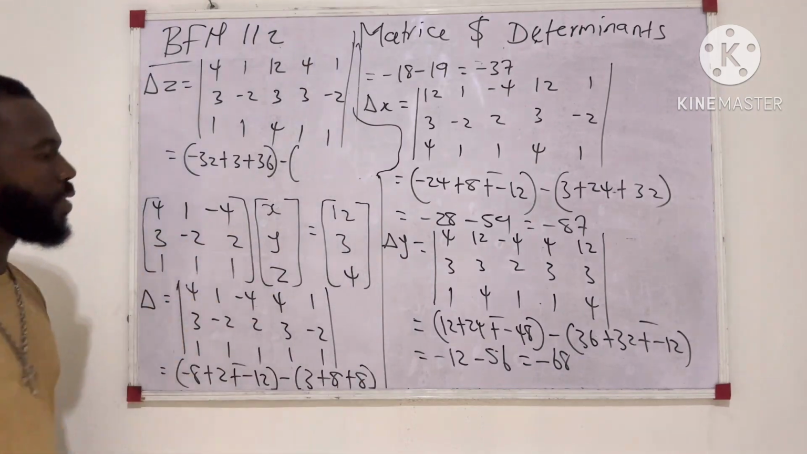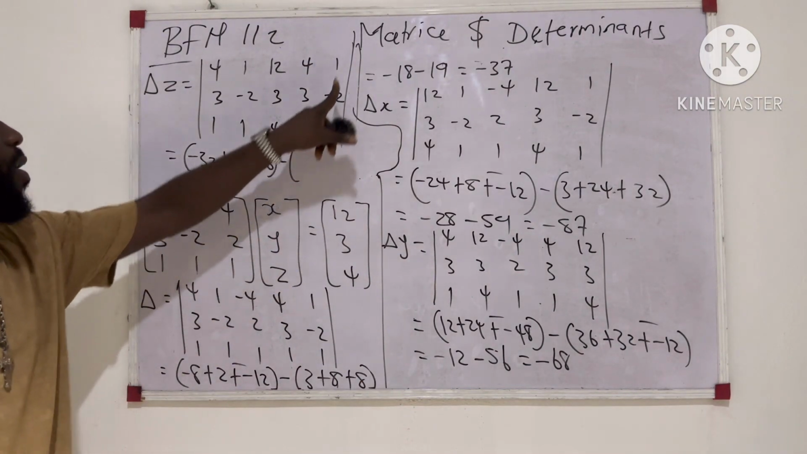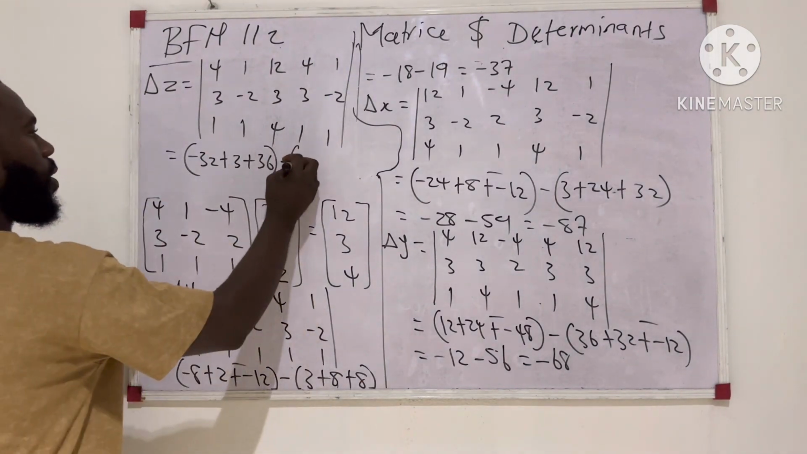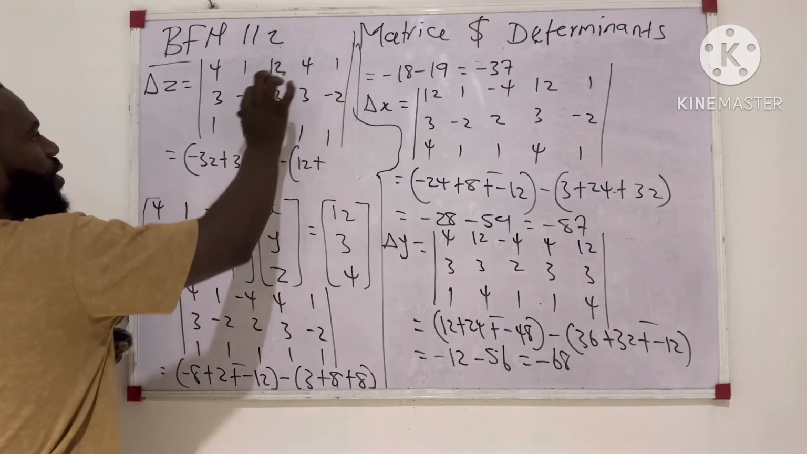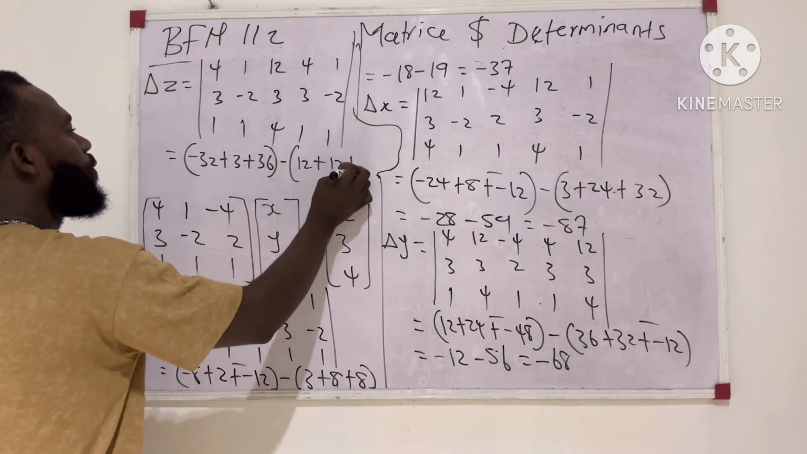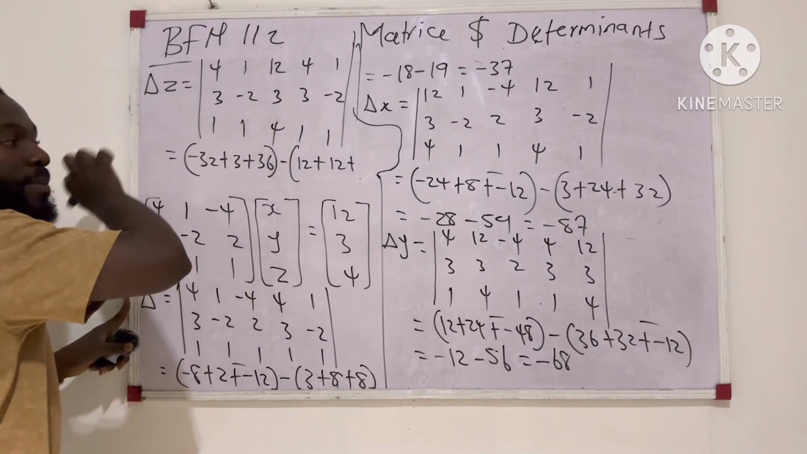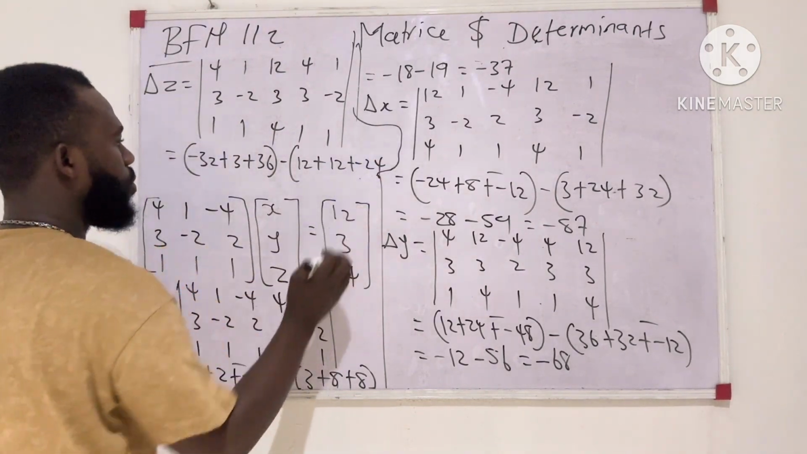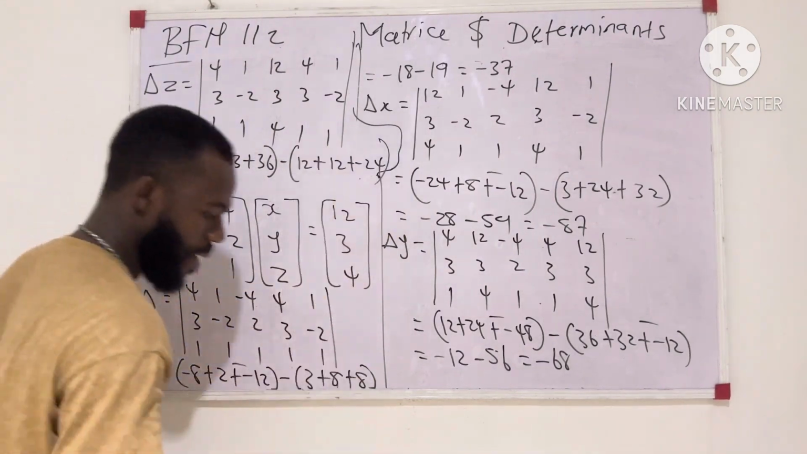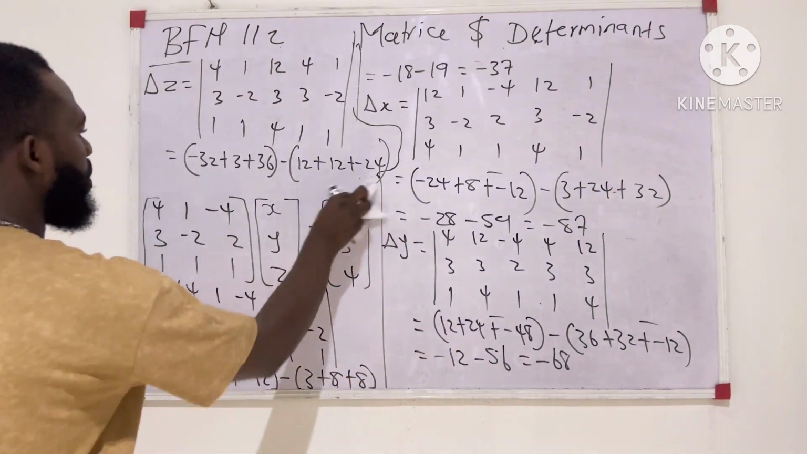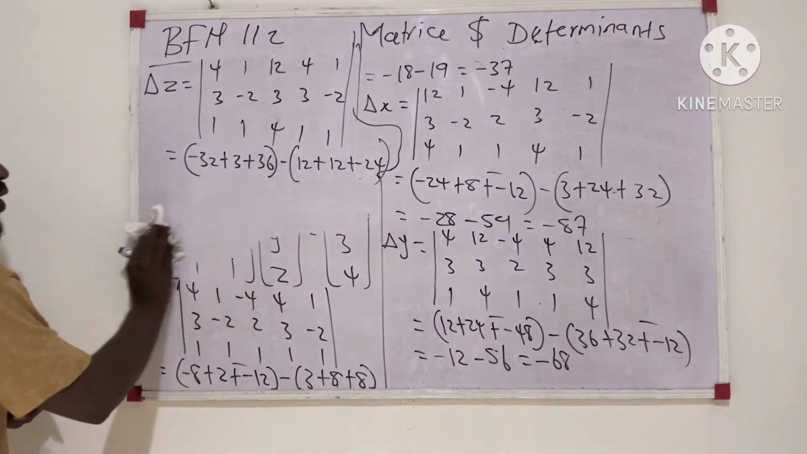No, we have to manage the board. Now, from here, 1 times 3 times 4 gives us 12. Plus 4 times 3 times 1 also gives us 12. Plus 12 times minus 2 times 1 gives us minus 24. All right. Now, without wasting time, let's proceed.